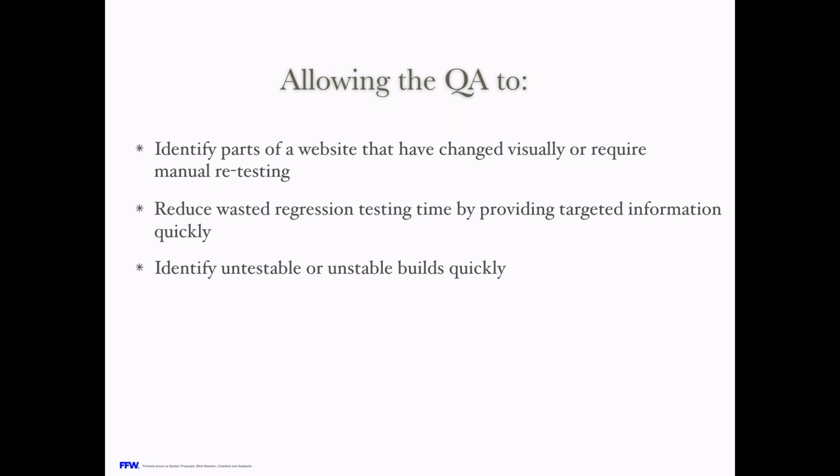It will identify untestable or unstable builds quickly. So if I get a build and 75% of it fails because we forgot to upload something, or the visual wall fails because we forgot a CSS file, we know immediately and we can deal with those. Those are probably examples that you would know immediately anyway, but sometimes they're more sneaky.